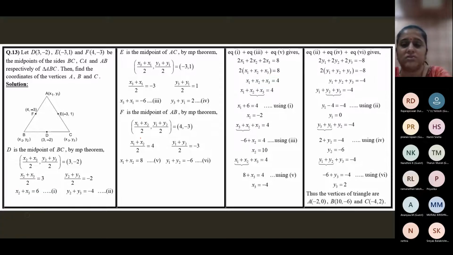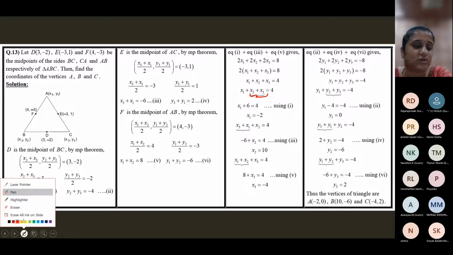Now, in this equation, x1 plus x2 plus x3 is equal to 4. We want to first find x1, then find x2, and then find x3. Any order you can find. I have found x1 first and then x2 and then x3. So to find x1, you'll have to substitute for x2 plus x3. What is x2 plus x3? It's 6. So x1 plus 6 is equal to 4. So x1 is equal to 4 minus 6, which is minus 2.